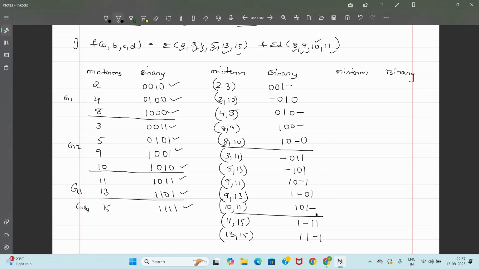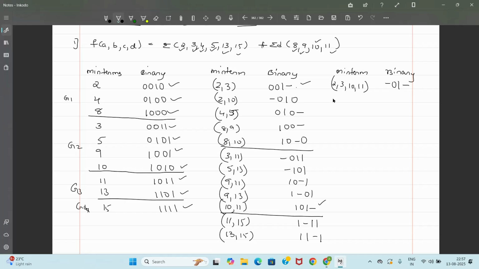Only compare with that number. Okay. So here I can compare 2, 3 with 10, 11 because they have dash in the same position. And as you can see, they have only one bit that is changing. So you can combine it: 2, 3, 10 and 11. After combining, the reduced form becomes dash 0, 1 dash. So these two you have used now.